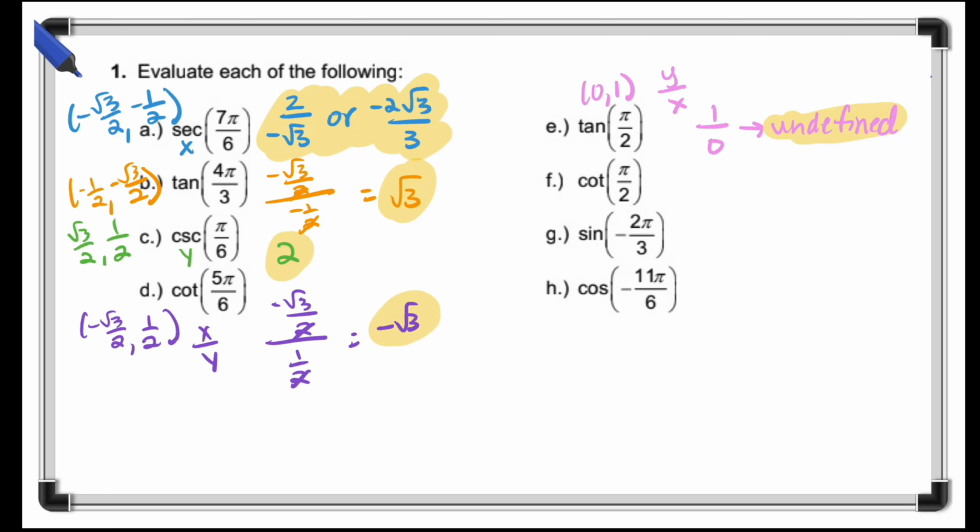In pi over 2 again, same terminal point as 0, 1. Cotangent is x over y. So x over y is 0 over 1. That is what reduces to 0.